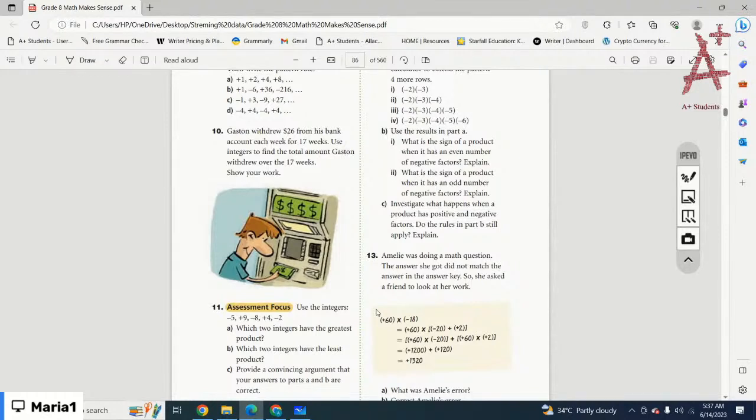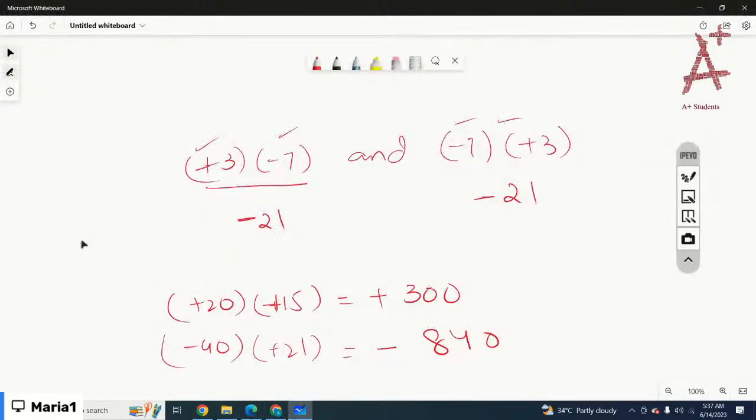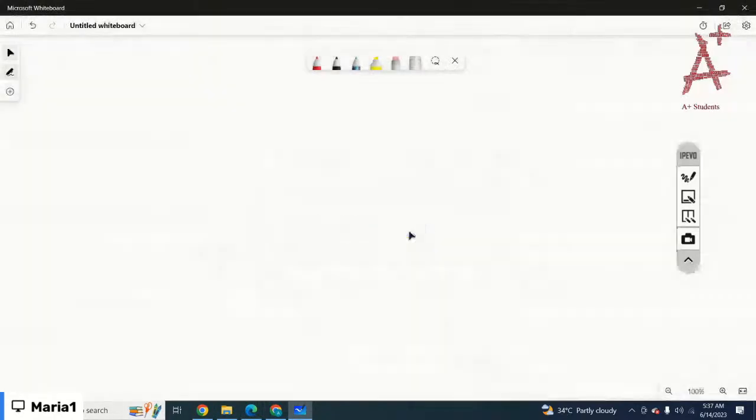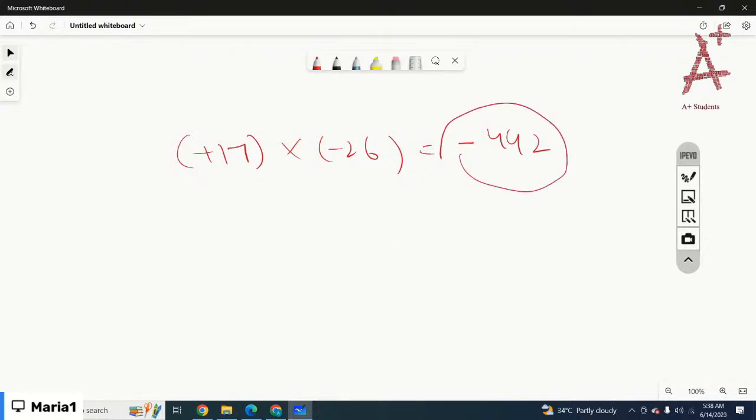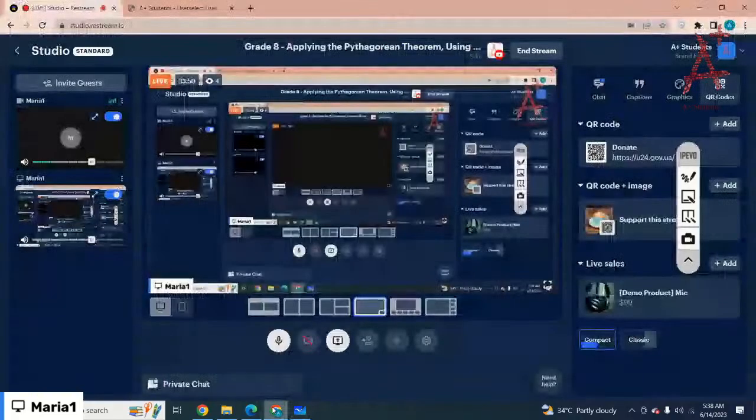So he is withdrawing $26 every week for 17 weeks. Basically, withdrawal is a negative amount, because when you withdraw money from your account, it would be negative. So it would be positive 17 times negative 26. Got it? So you are multiplying two numbers with opposite signs, so the answer must be negative. When you multiply 17 times 26, it is 442. That means for 17 weeks, he withdrew $442 from his bank account. Got it?